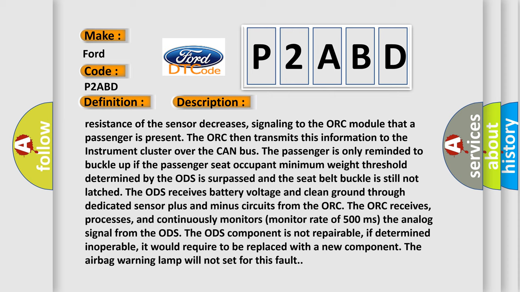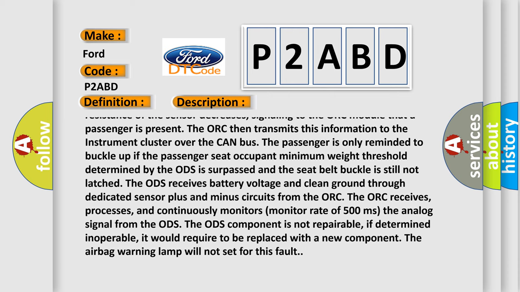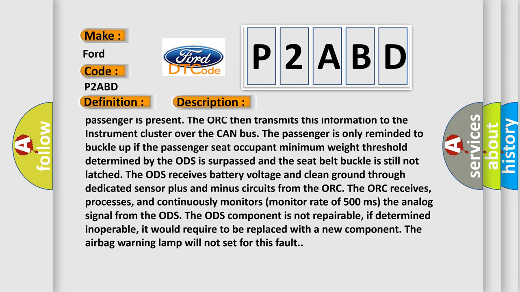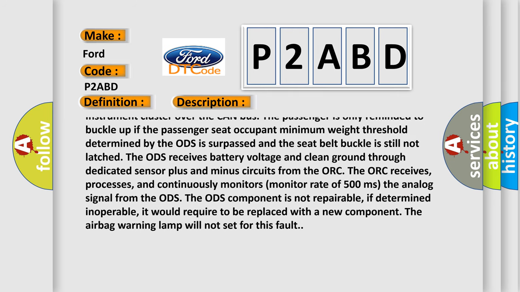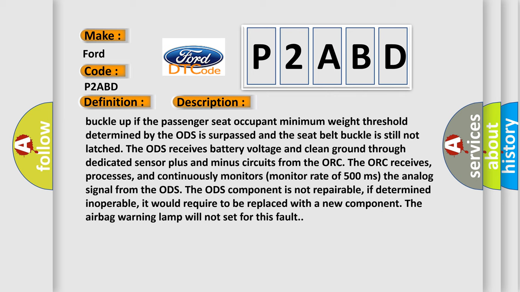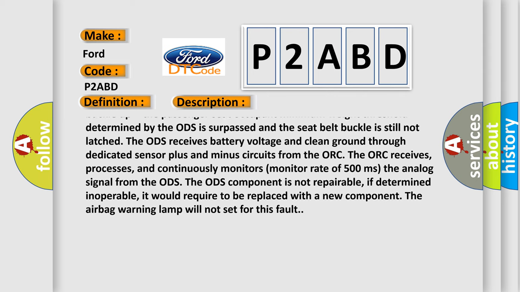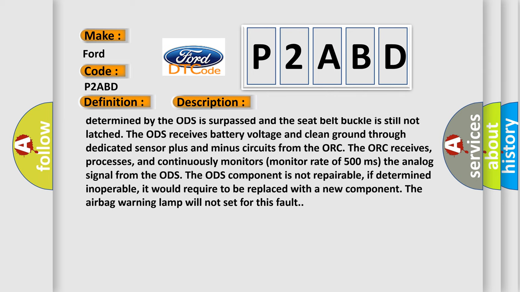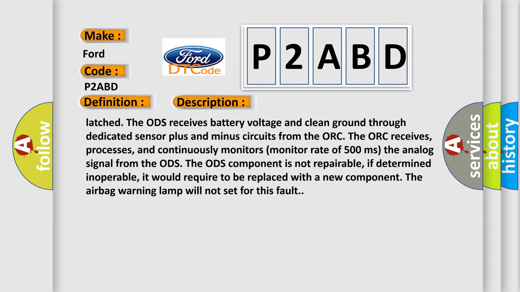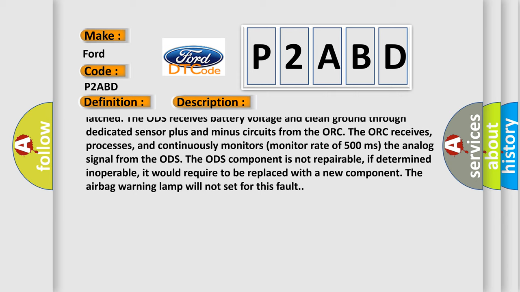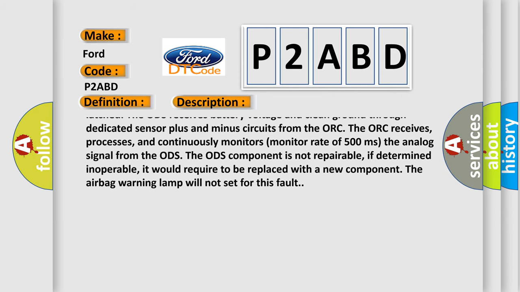The passenger is only reminded to buckle up if the passenger seat occupant minimum weight threshold determined by the ODS is surpassed and the seatbelt buckle is still not latched. The ODS receives battery voltage and clean ground through dedicated sensor plus and minus circuits from the ACU. The ACU receives, processes, and continuously monitors, at a rate of 500 milliseconds, the analog signal from the ODS.